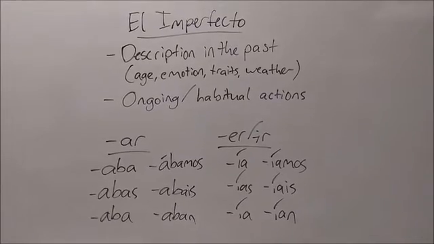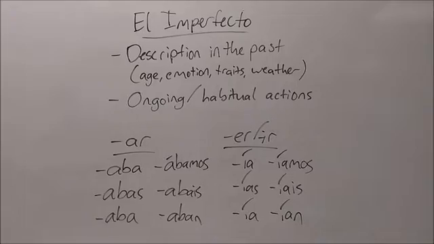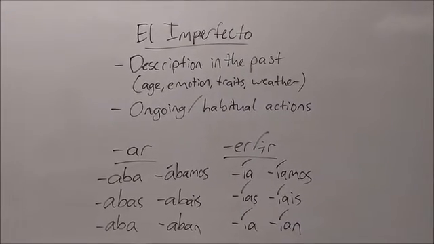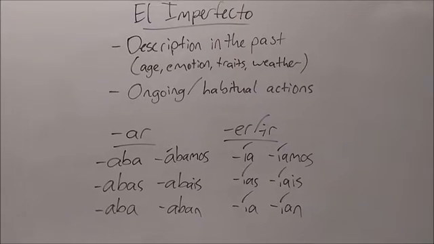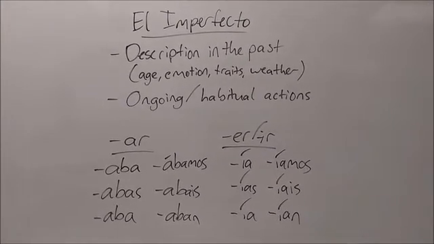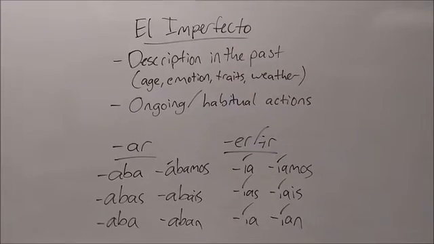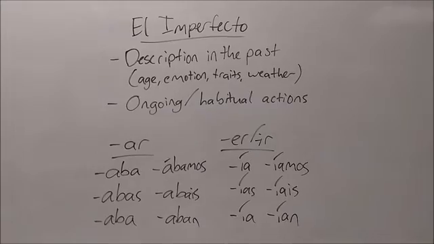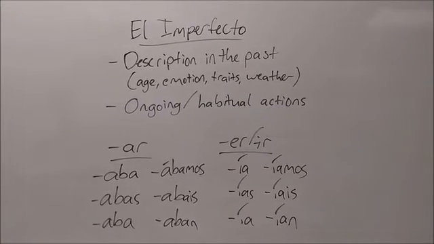Past tenses, but remember that Spanish has several different past tenses. The first one is el imperfecto, which is used for describing things in the past. Someone's age, how they were feeling, what sort of character traits or physical traits they had, what the weather was like, etc. It's also used for ongoing and habitual actions, things that are still happening today or things that happened over and over.